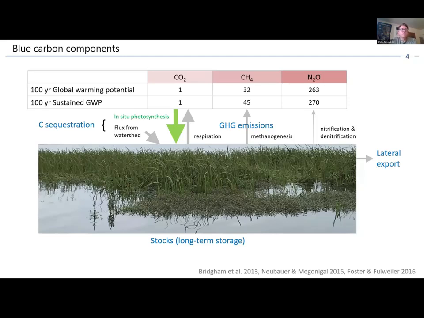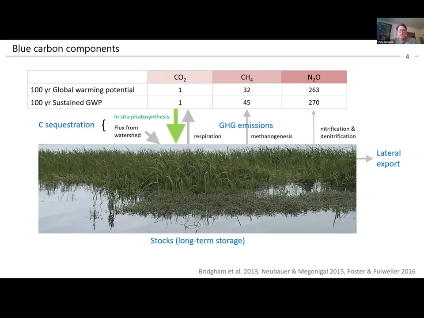In the upper left, we have carbon sequestration. John talked quite a bit about this, but this is the new carbon that's coming into the ecosystem. Some of that is due to photosynthesis by the plants themselves: eelgrass, marsh plants, tidal forests. Some of that carbon is also coming in as flux from the watershed. So this is carbon fixed elsewhere, but it's being deposited and then stored eventually in tidal wetlands.